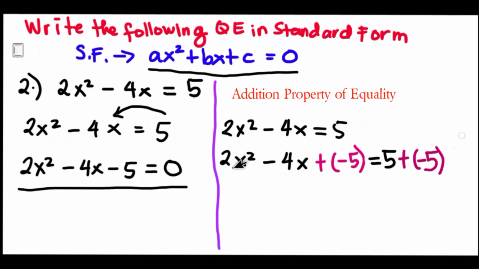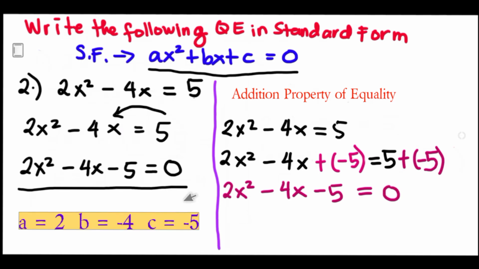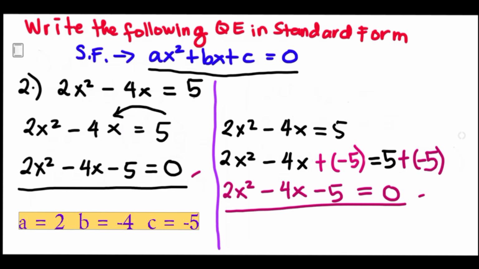Okay? So, 2x squared minus 4x. Since negative 5 naman na to, so ilagay na natin dyan. And then, 5 plus negative 5 is 0. So, okay, tingnan natin. Parehas ba yung standard form nito? Tsaka to? Okay, parehas. So, kahit ano po dyan sa dalawa ay parehas. So, using addition property of equality.